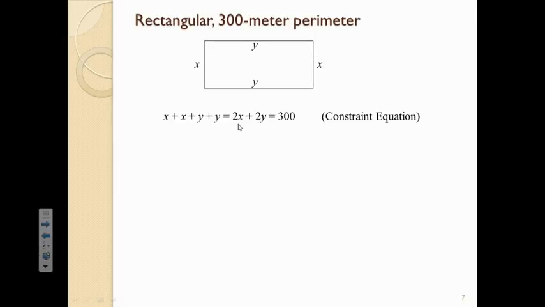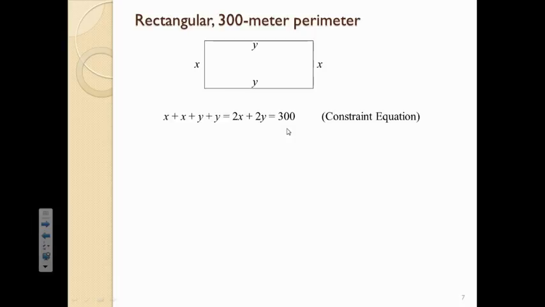So that's how we know which is the constraint equation. It's the one that we're limited by. The other thing is, as we'll discover here, it's the one that we have a value for. We know that it's 300. The other one, we actually have another equation in this problem that's hidden.